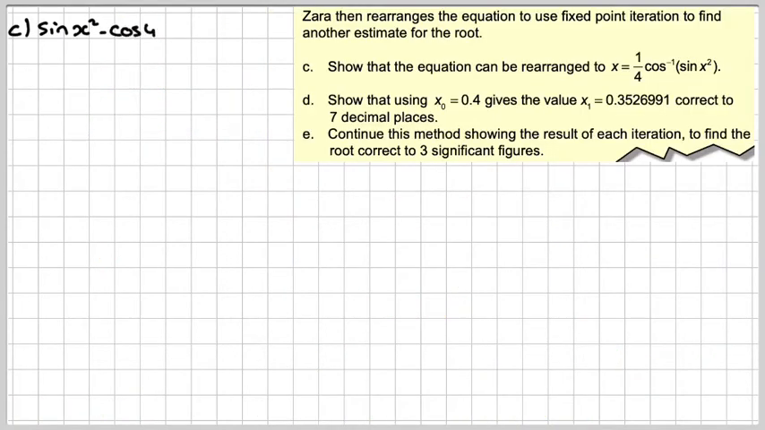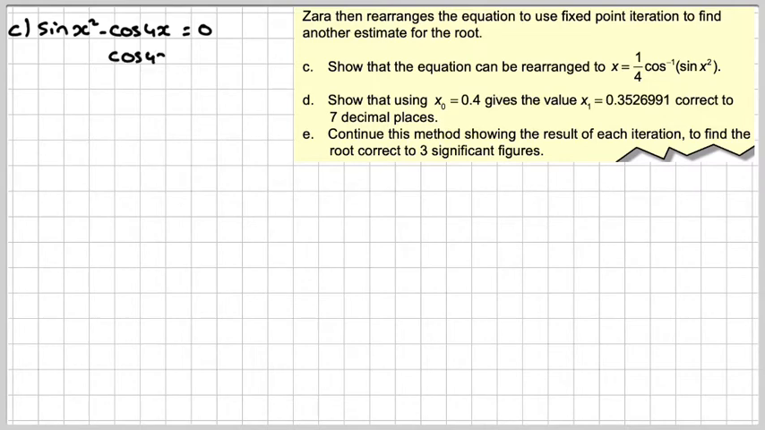So, she then rearranges to use fixed point iteration to find the other root. Show that the equation can be rearranged to x is equal to a quarter cos to the minus 1 of sine of x squared. Then show using x0 is equal to 0.4 gives a value x1 of 0.3529991, correct to 7 decimal places, and then continue the method to find the root to 3 significant figures.